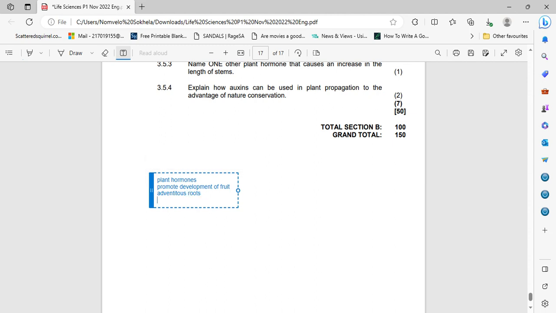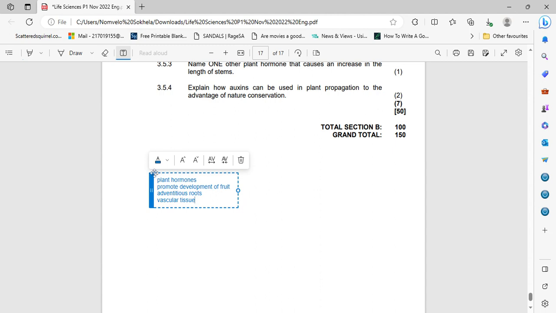What else do auxins do? Auxins promote the growth of vascular tissue. So you are just writing all of this down, just to remind yourself what auxins are and what they do. They are plant hormones, and what do they do? They promote the development of fruit. They also promote the development of adventitious roots. They also promote the growth of vascular tissue.